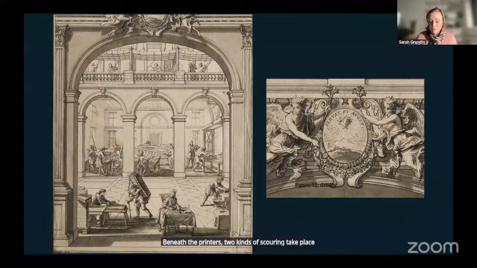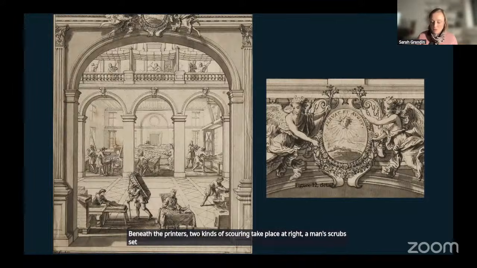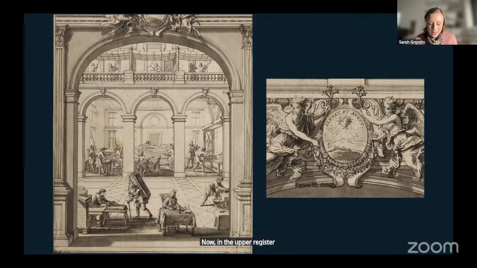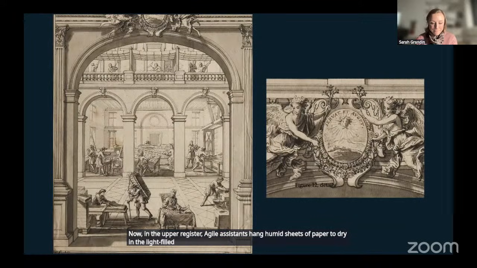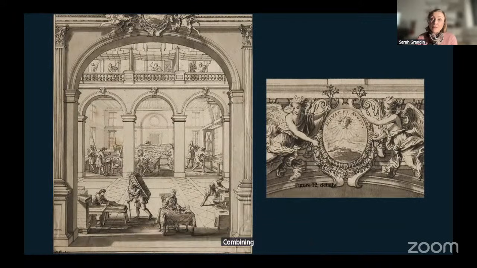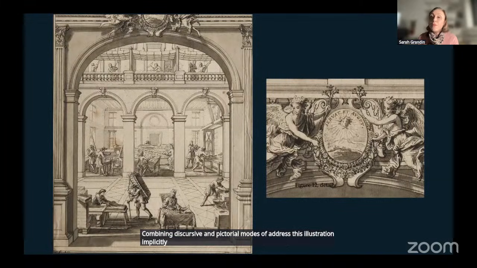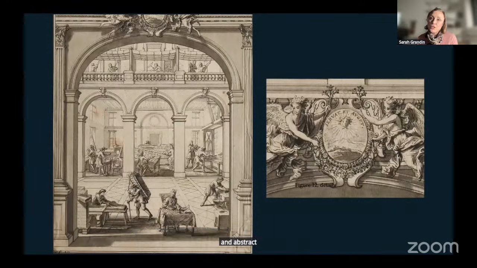Beneath the printers, two kinds of scouring take place. At right, a man scrubs set type forms in a solvent bath, cleaning them before their next impression, while at center, an editor scans printed texts for errors. Now, in the upper register, agile assistants hang humid sheets of paper to dry in the light-filled mezzanine. Combining discursive and pictorial modes of address, this illustration implicitly engages with the double nature of writing itself, which is always both material trace and abstract language.